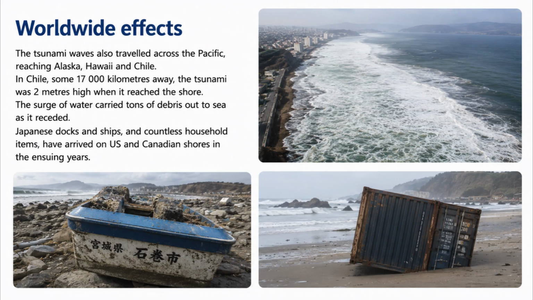Worldwide effects. The tsunami waves also traveled across the Pacific, reaching Alaska, Hawaii, and Chile. In Chile, some 17,000 kilometers away, the tsunami was 2 meters high when it reached the shore. The surge of water carried tons of debris out to sea as it receded. Japanese docks and ships, and countless household items, have arrived on US and Canadian shores in the ensuing years.